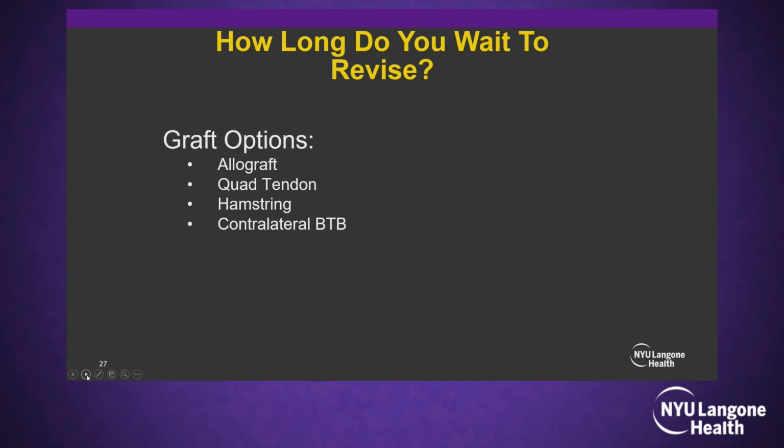I think the next question is quad tendon. I think that's a reasonable approach. Hamstrings is another option. But for me, this was a case where I did a contralateral BTB on him. And then again, are you going to do the same thing over again that failed two times prior?